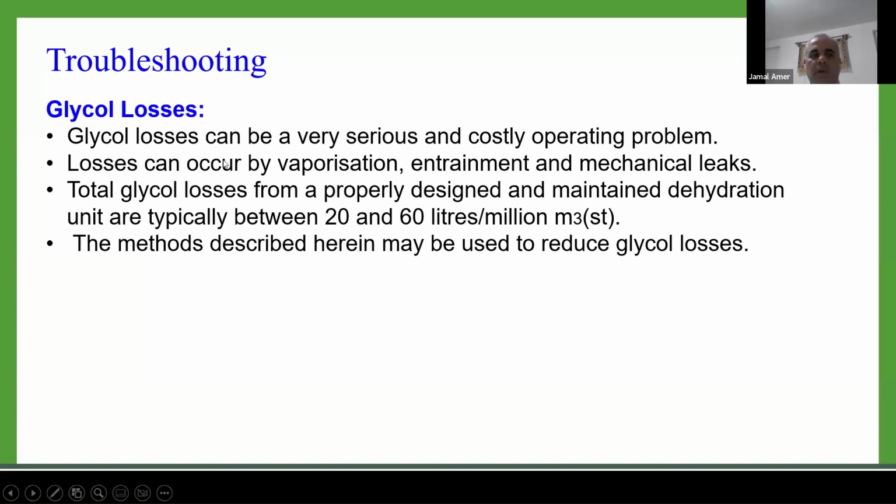Glycol loss can also be a very serious and costly problem. As we said, glycol is a very expensive chemical, so we accept only a minimum rate of leakage or losses. If the rate is more than that, we have to investigate where these losses are. Losses can occur by vaporization, entrainment, or mechanical leaks. Total glycol losses in a properly designed and maintained dehydration unit are typically between 20 and 60 liters per million standard cubic meters.